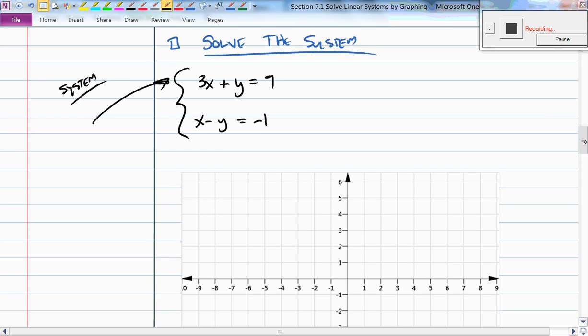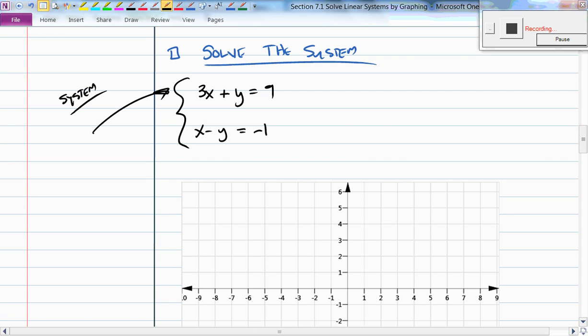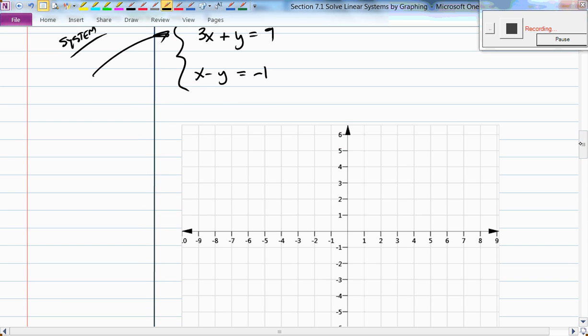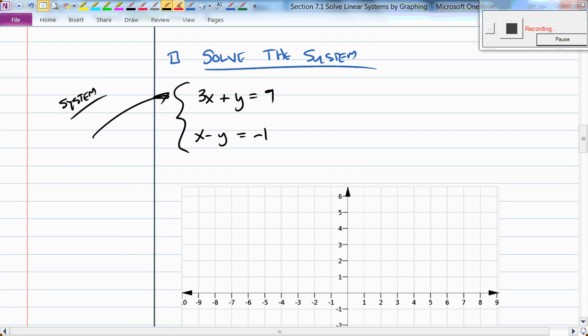So let's do an example together here. I've got 3x plus y equals 9, and x minus y equals negative 1. I'm going to graph both of these together. I'm going to choose to turn these into slope-intercept form. That's going to give me y equals negative 3x plus 9, and this one says negative y is equal to negative x minus 1. So y must be x plus 1.